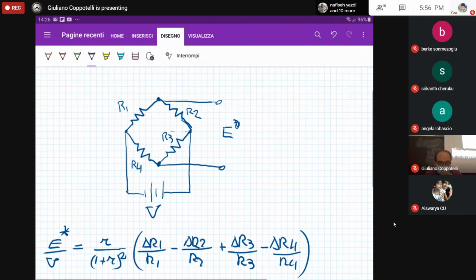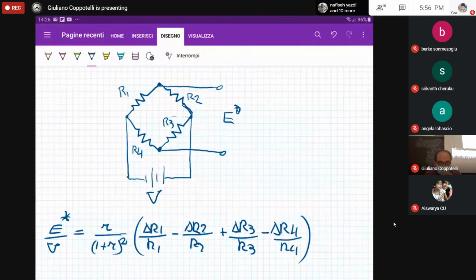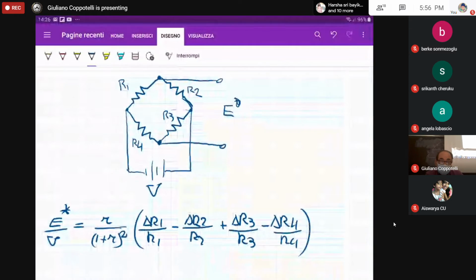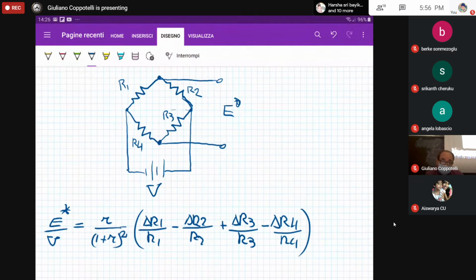So remember, when we started the description of the Wheatstone bridge for strain gauge measurement, we found out that the relation between the output tension that we call E star and the change of the resistances was the one that I reported here at the bottom of this page, in which delta R1, 2, 3, and 4 are the variation of the resistances, because we are assuming that each leg of the Wheatstone bridge, that is each R resistance, are typically the strain gauge resistances.